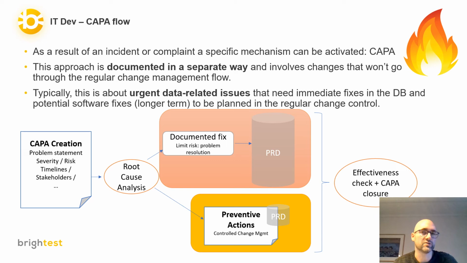This can be, for instance, a software change that will go into the regular change management flow. So once the immediate action is done and the long-term action is also defined and done, an effectiveness check can be done and the BI can be closed. All of that information is in the BI system then.